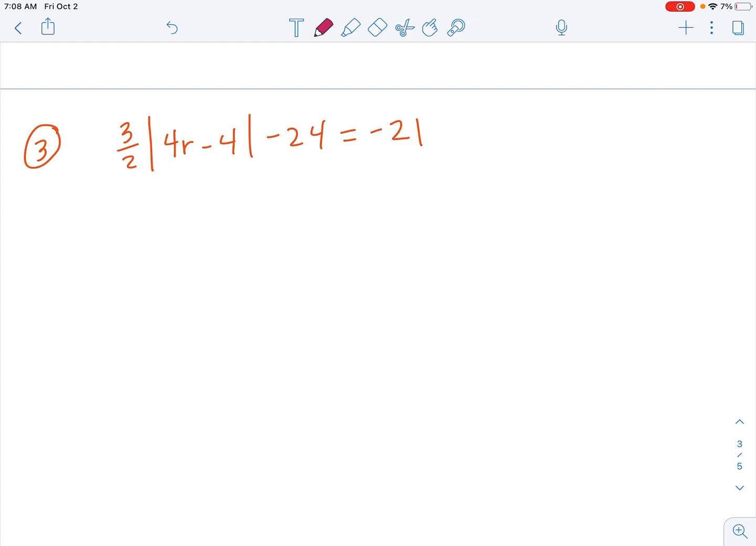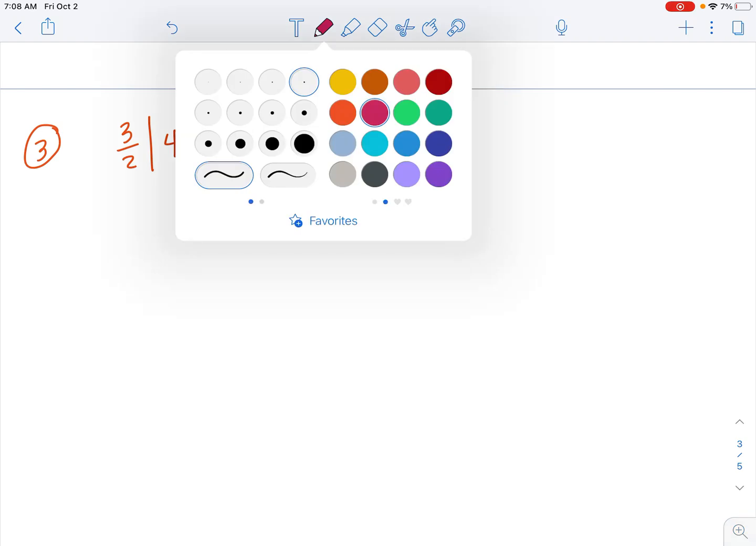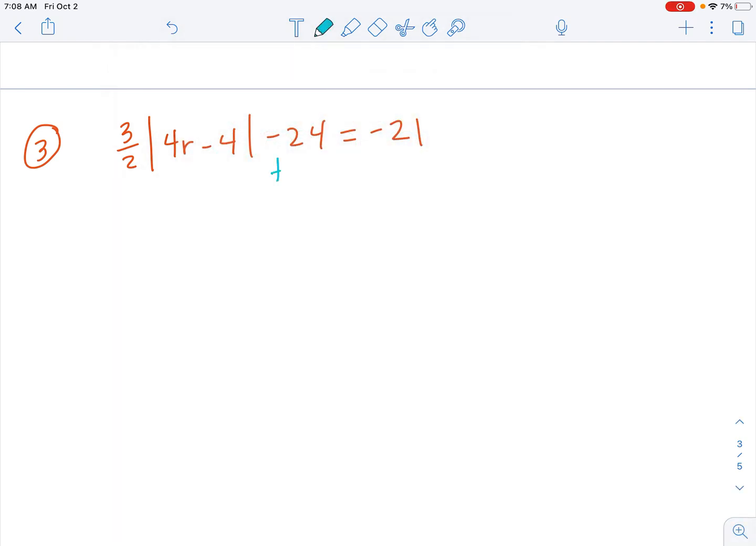So this problem is very similar to the problem that we just worked together. We're going to begin by adding 24 to both sides. The reason why we're beginning this way is because before I make my cases, I have to make sure that everything in absolute value is isolated. All I have on the left-hand side needs to be an absolute value, so I need to get rid of everything that's not inside absolute value.